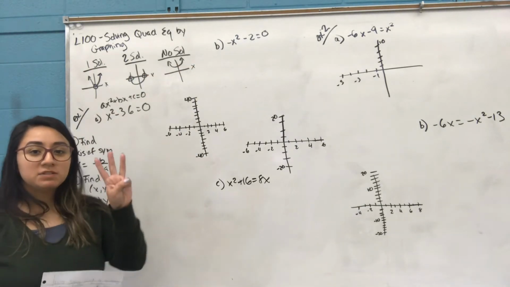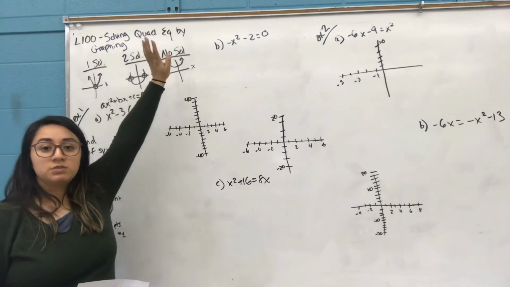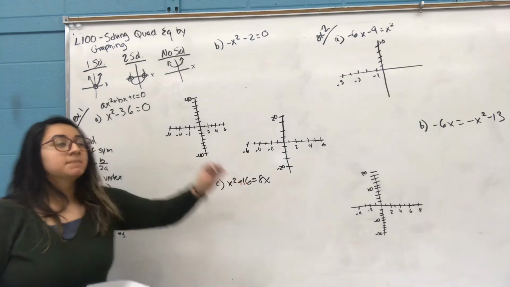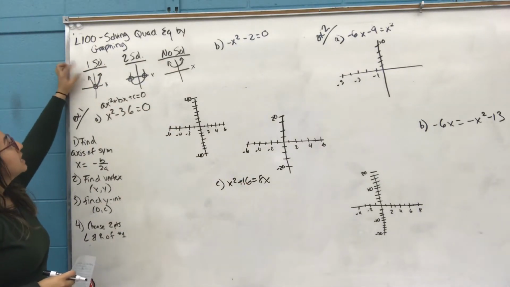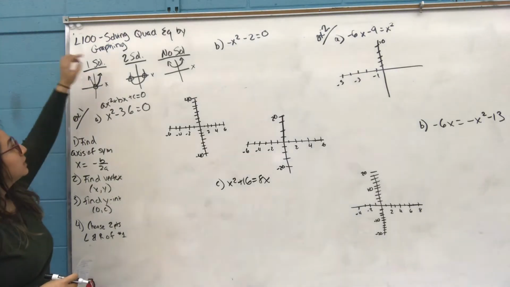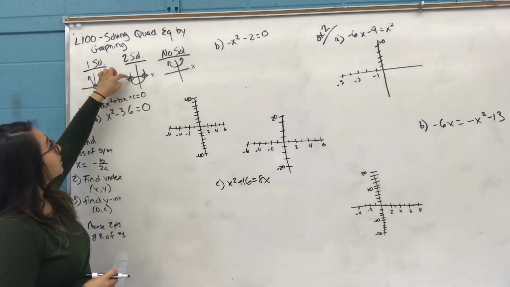There are three different types of solutions. There is one solution, two solutions, or no solutions whatsoever. So either you have two answers for x, one answer for x, or no answers for x. If you have one answer for x, that means your graph only hits the x-axis at one point. Let's say we have two solutions. That means the graph hits the x-axis at two points.